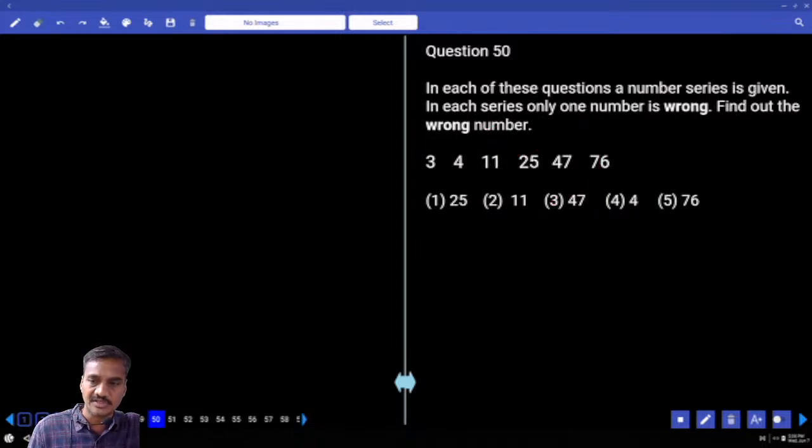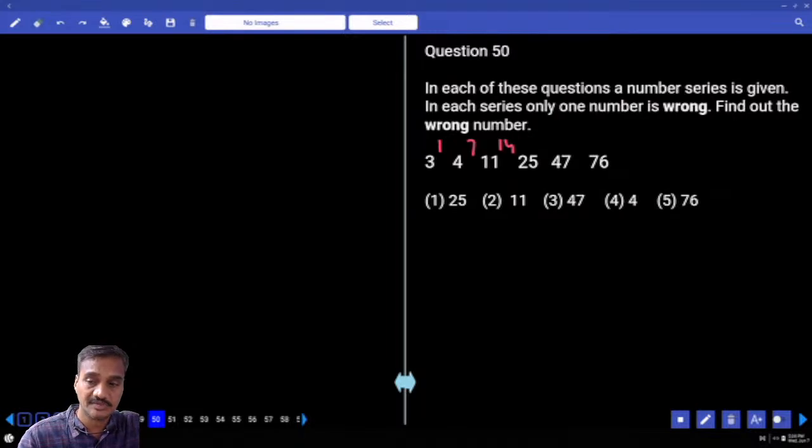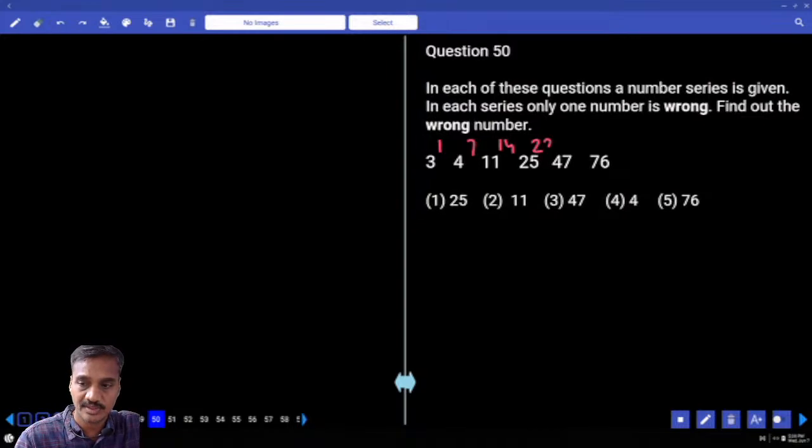Now in this 50: 3, 4, 11. Now 3, 4, 11, what is the difference here? 11 and 25 the difference is 14, and 25 and 47 the difference is 22, and 47 and 76 the difference is 29. Clear? Now the difference between the numbers.